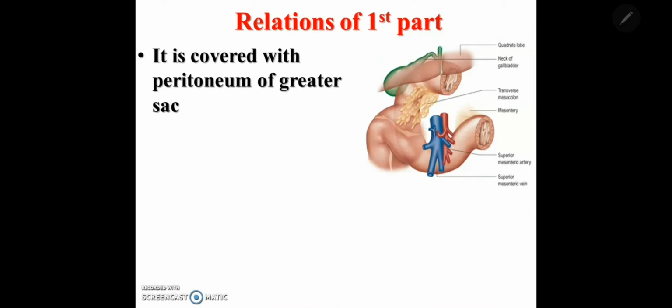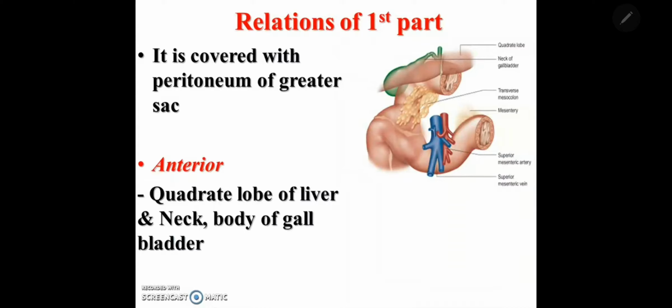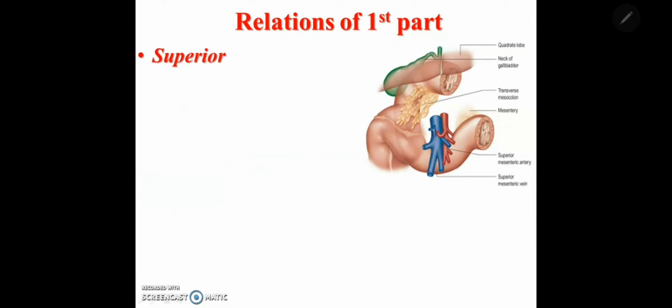Coming to the relations, being the horizontal part, it is covered with the peritoneum of the greater sac and also partly the lesser sac or lesser omentum, what you can say, and anterior is related to the quadrate lobe of the liver, neck and body of the gallbladder. Here you can notice the liver, neck and body of the gallbladder. So it has anterior, superior, inferior and posterior relations.